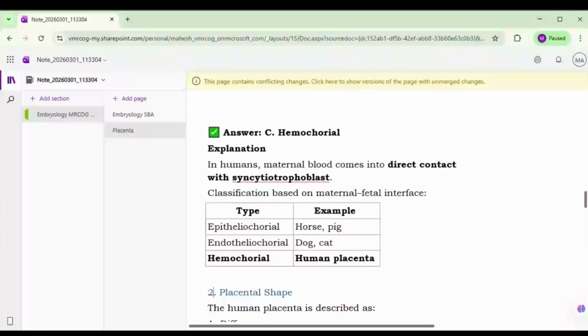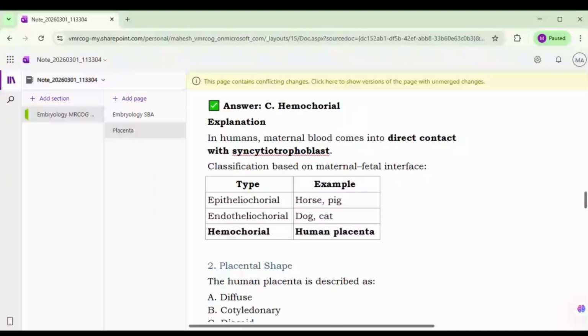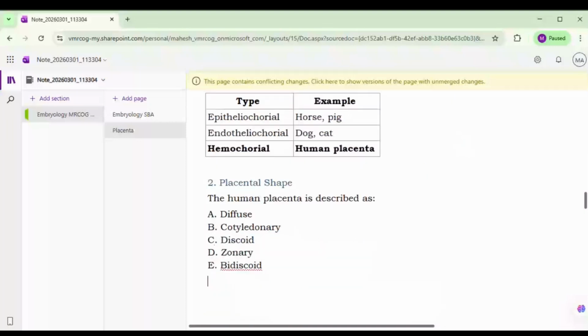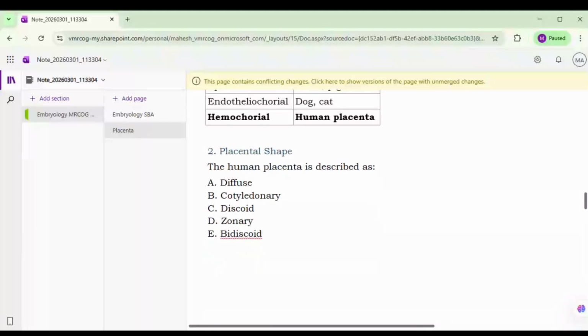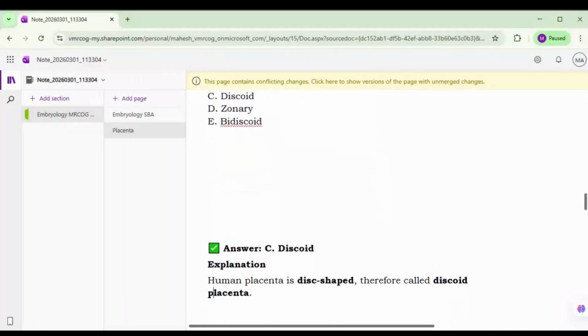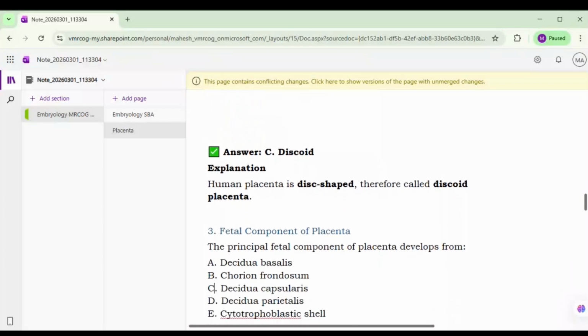So you have epitheliochorial and endotheliochorial; they are not asked. Hemochorial, you just remember. Next question. The human placenta is described as diffuse, cotyledon, or discoid. Option C, discoid. The human placenta is disc-shaped, therefore called discoid placenta.